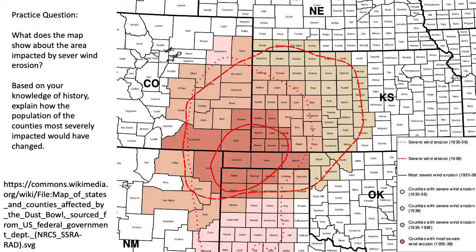Also, note the lines around the counties. Note that the dotted line represents severe wind erosion 1935 to 1936. The dashed line represents severe wind erosion in 1938, and the solid line represents the most severe wind erosion 1935 through 1938. Also notice the color gradient scale. As the color darkens, the erosion represented is more severe.